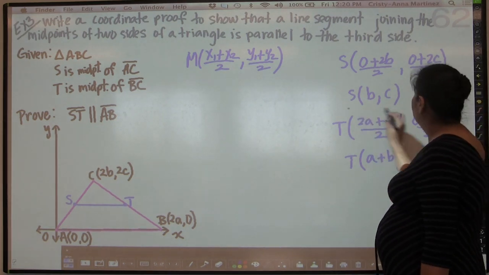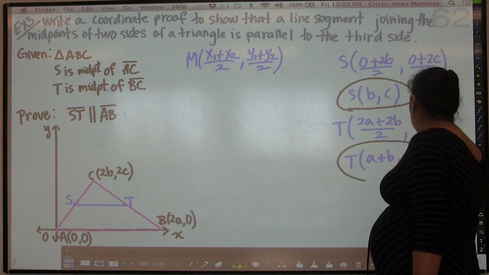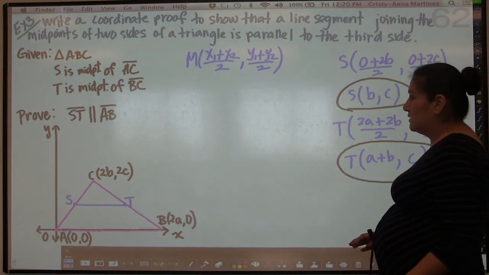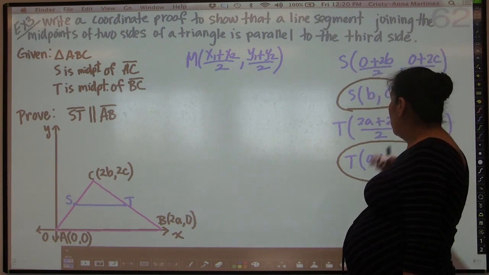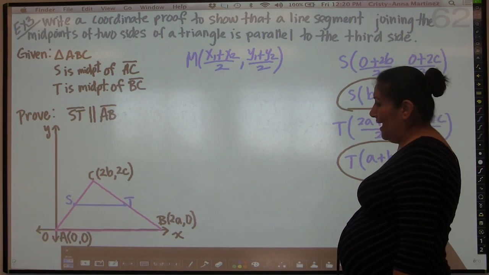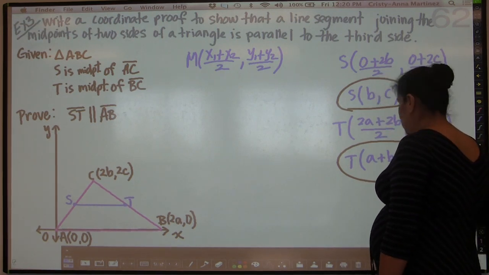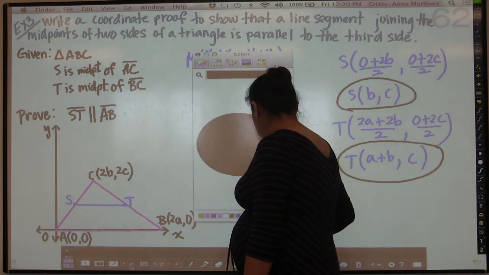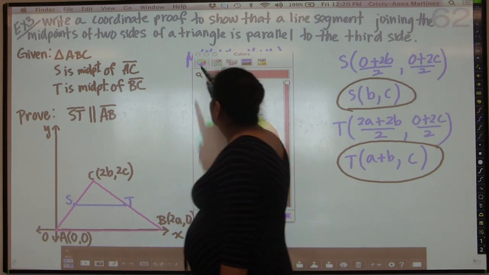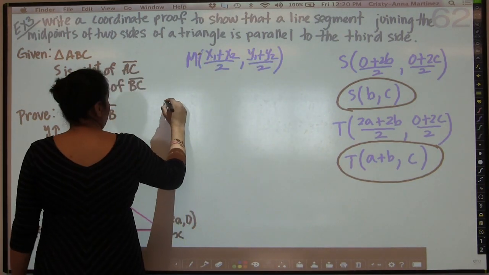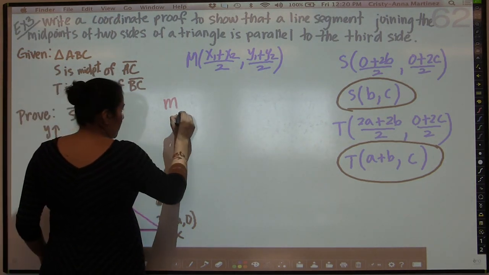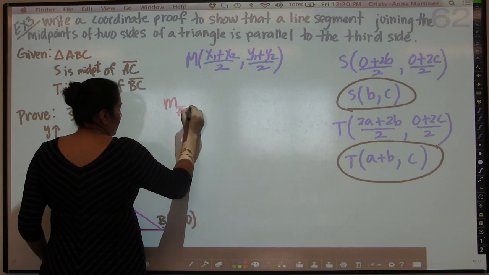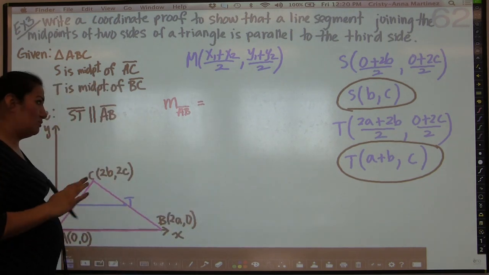So again, no fractions. So I need S and T, and now I have the points. Now what I have to do to prove that it's parallel is to calculate the slope of ST and also the slope of AB. So let's do that next. I'm going to use the little m for slope, and I'm going to do AB. I'm going to put a little subscript here so I keep track of them.